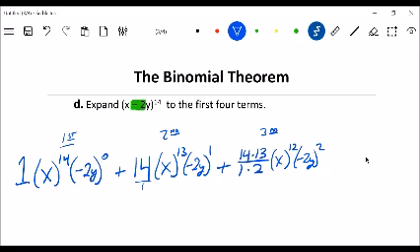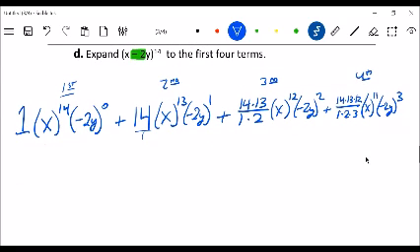Ooh, I'm running out of room, so I'm going to write a little bit smaller for the fourth term. 14 times 13 times 12, 1 times 2 times 3, x to the 11th, negative 2y to the third. All right, now let's look at these numbers. This is just 1 times 1. We get just x to the 14th there.